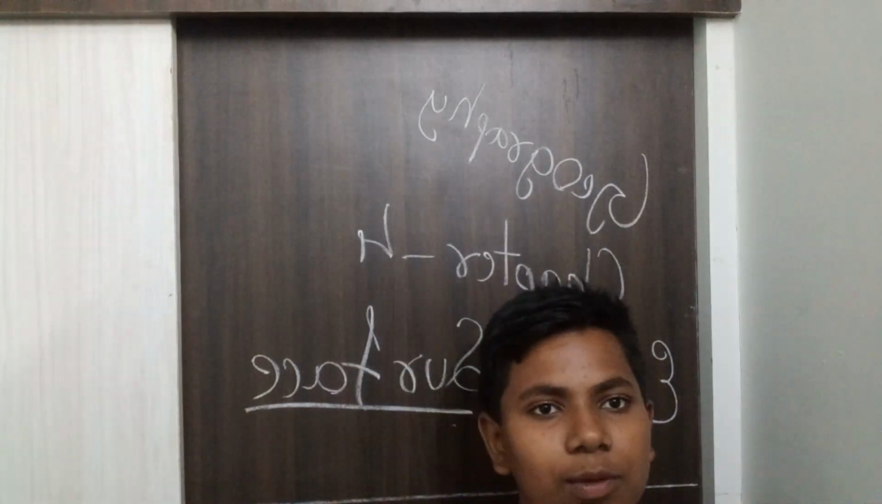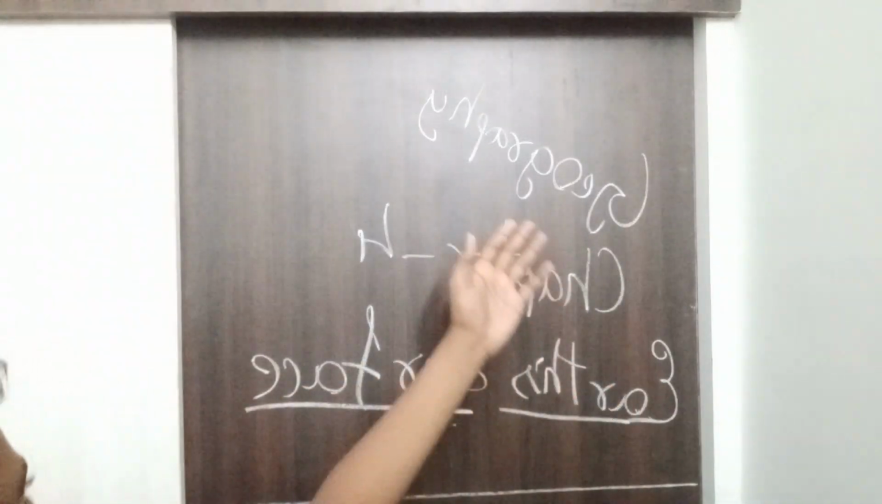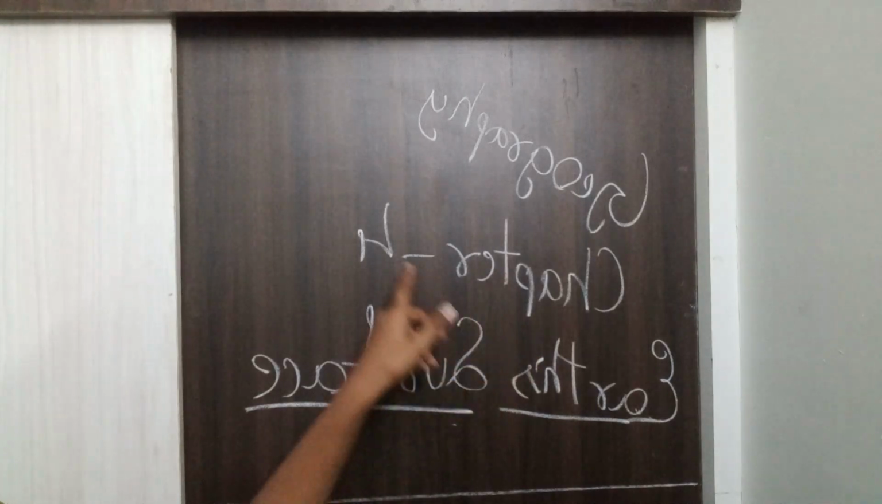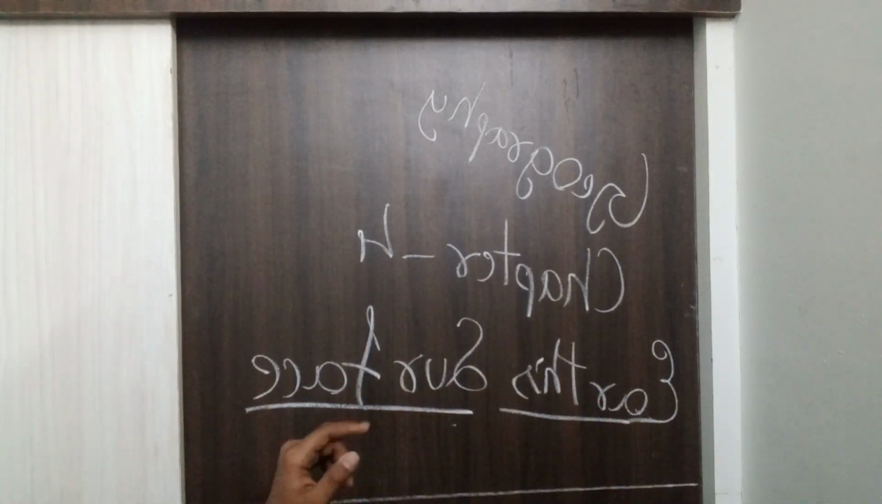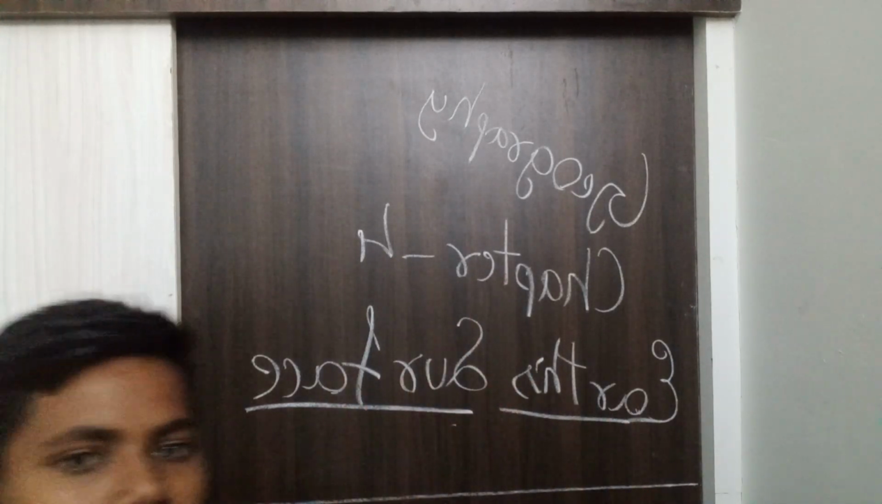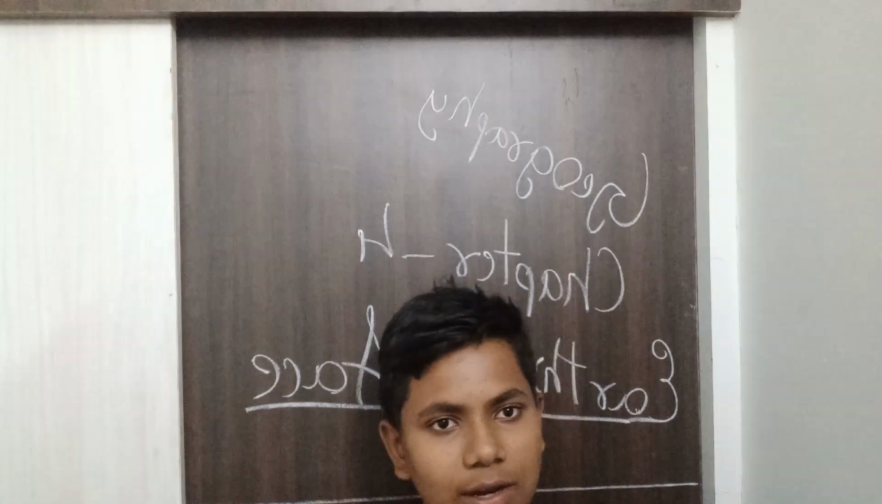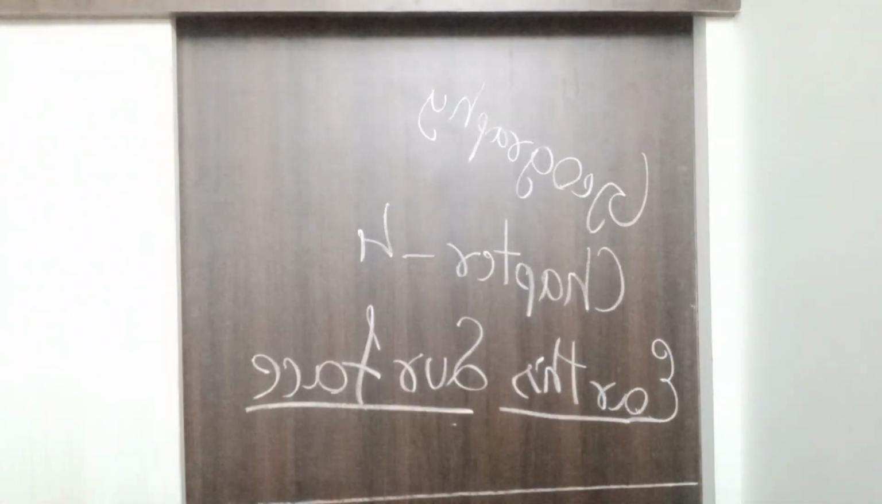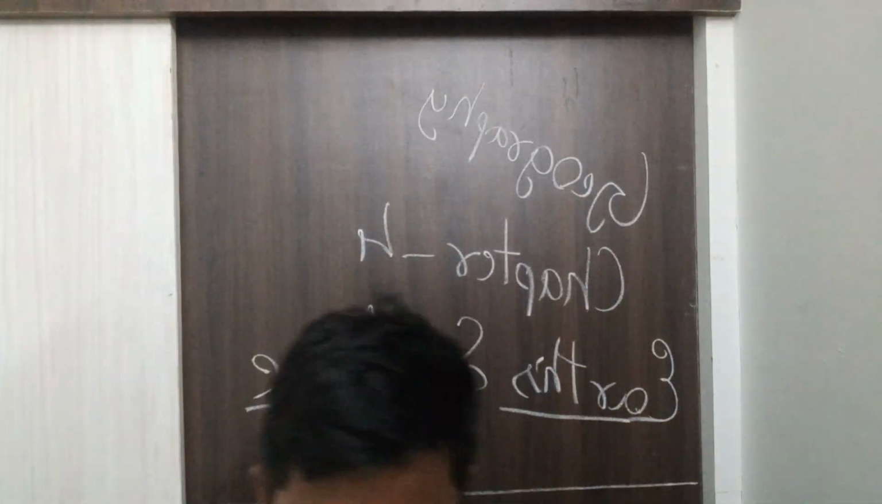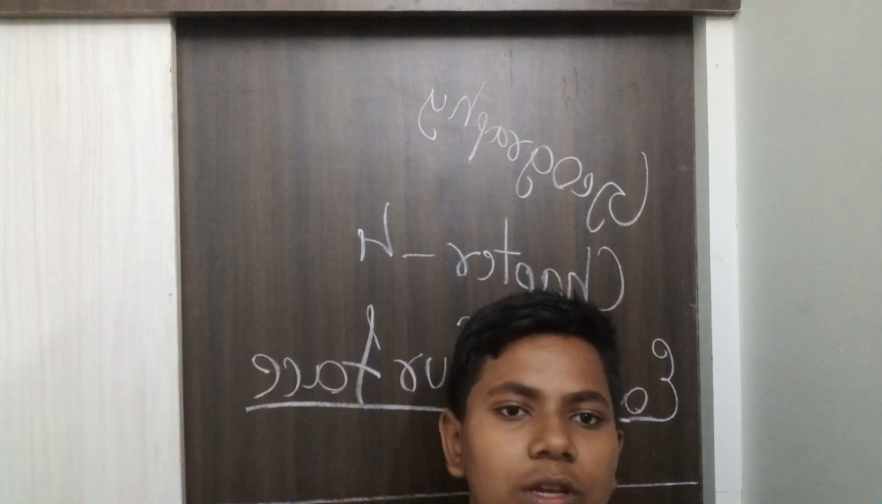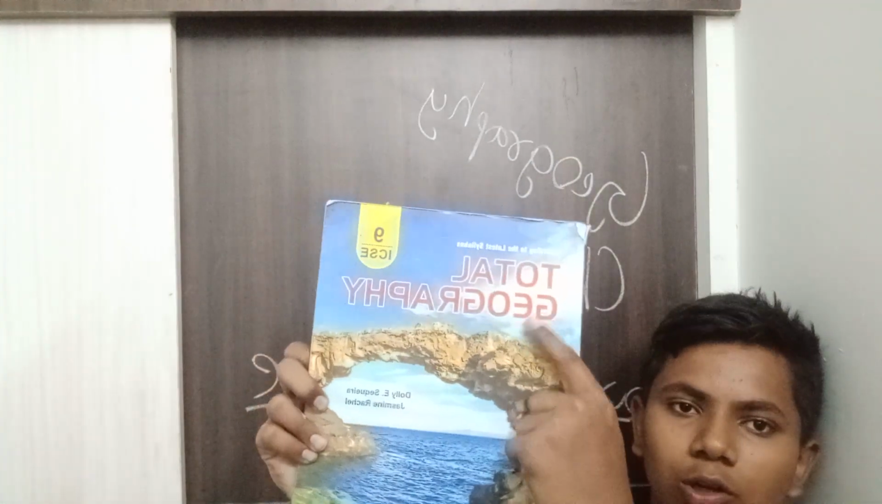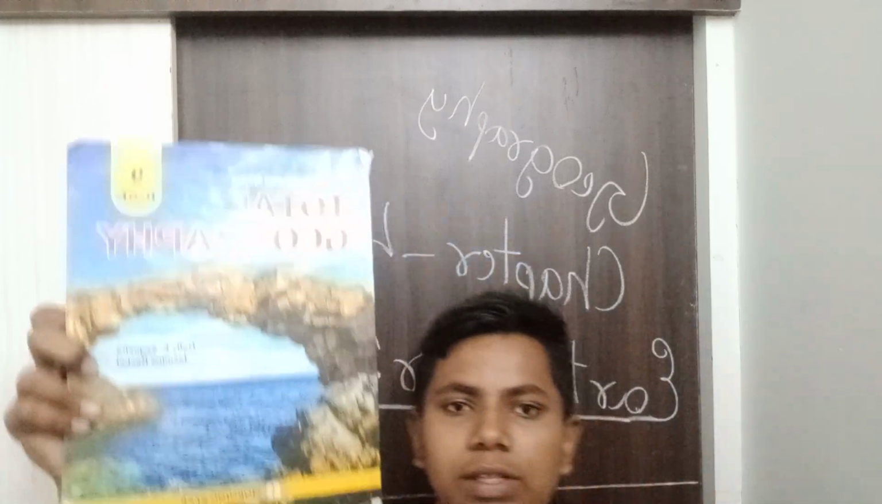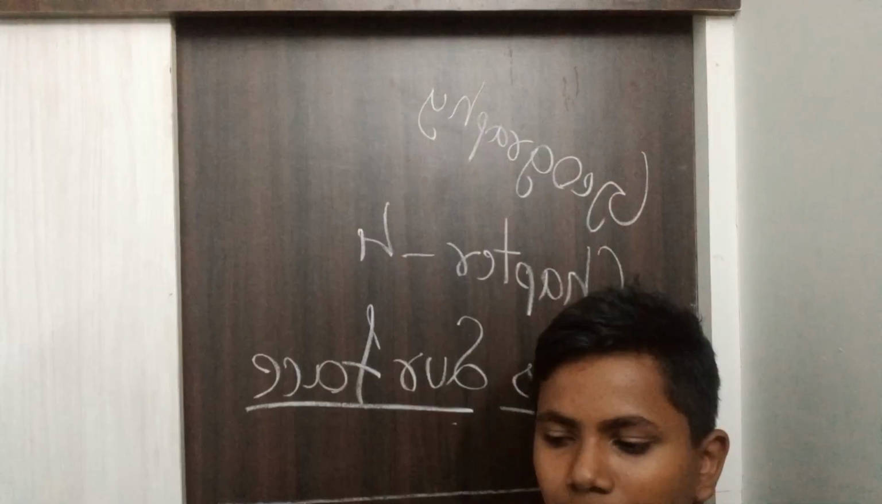So guys, in this video we're going to learn about geography chapter 4, Earth's surface. This is a very easy chapter to understand. For this video I'm using the book Total Geography Class 9 ICSE by Morning Star.